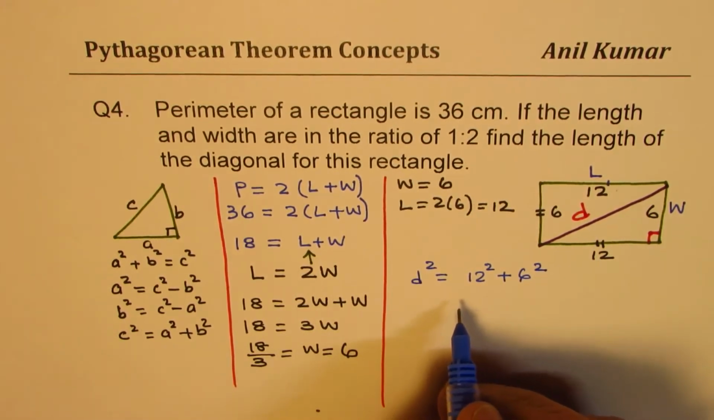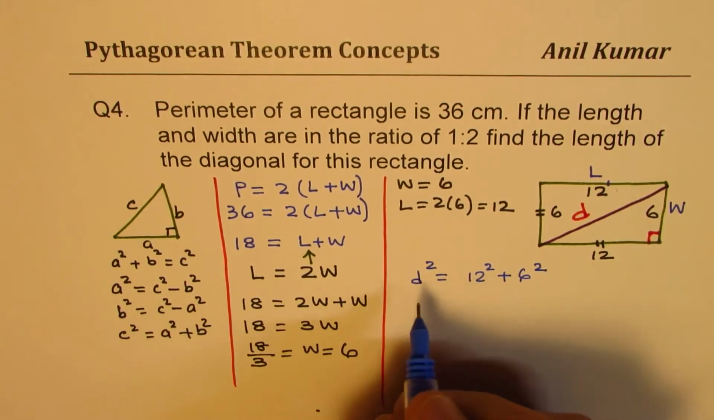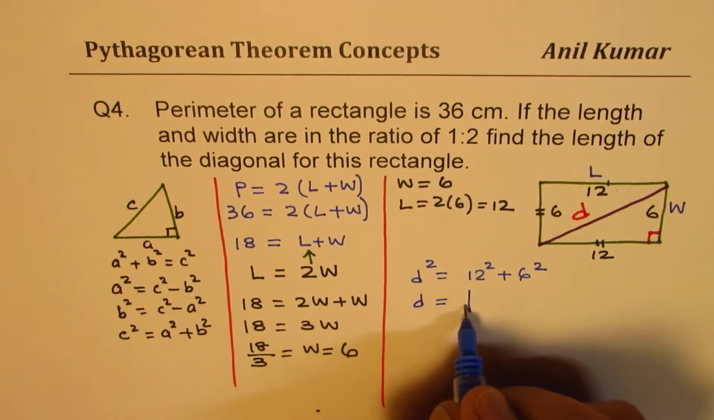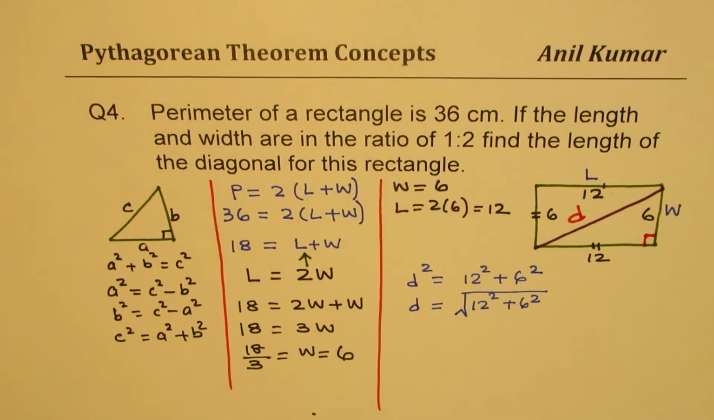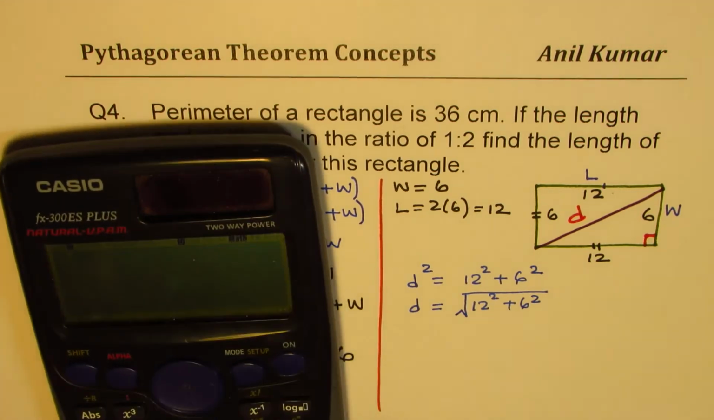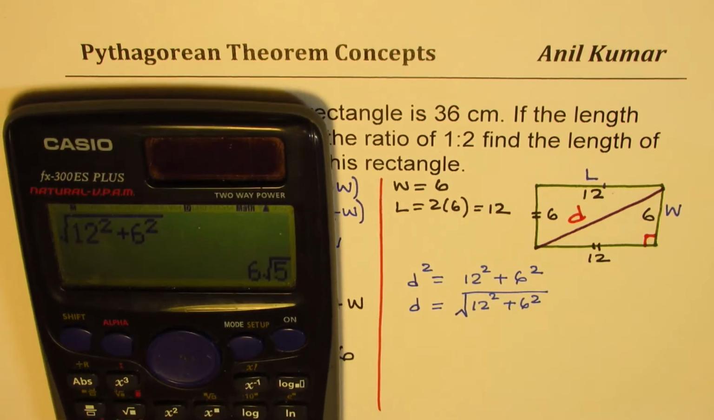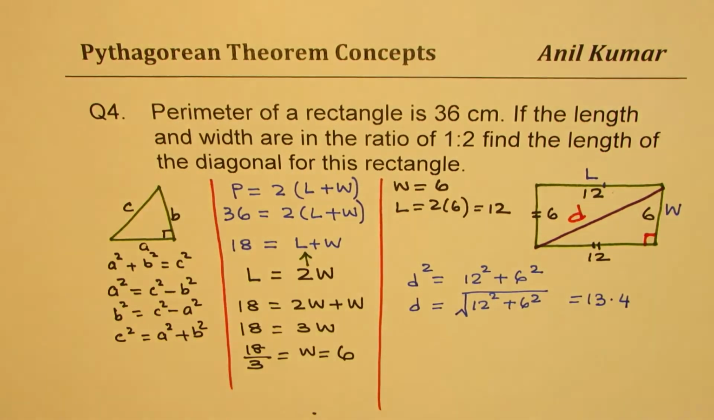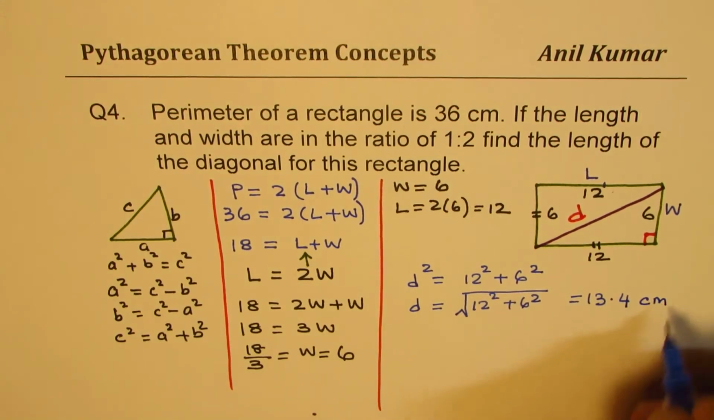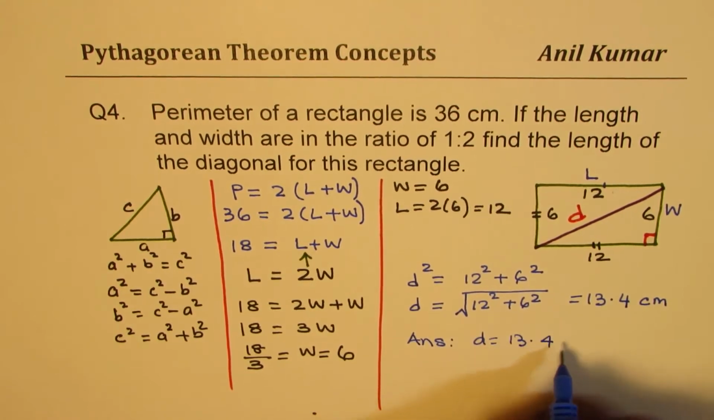Now you can use a calculator to find these values and then get the answer, correct? So we'll find a direct answer. So D will be the square root of 12 square plus 6 square, right? So let us calculate this answer. We'll do the square root of 12 square plus 6 square. That is equal to, let's write it in decimals, 13.4, right? The units are going to be centimeters. So our answer is that the diagonal will be equal to 13.4 centimeters.